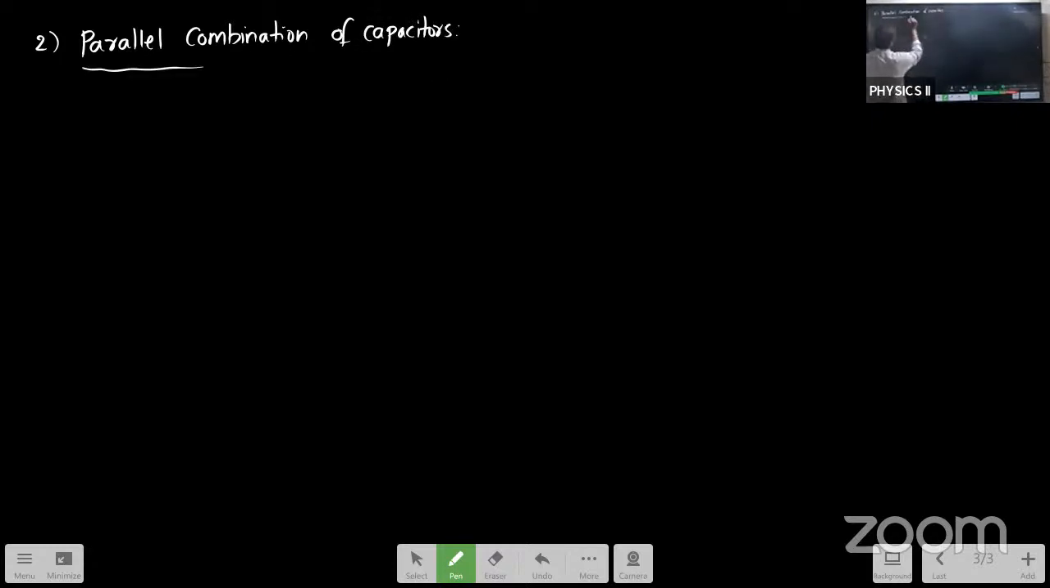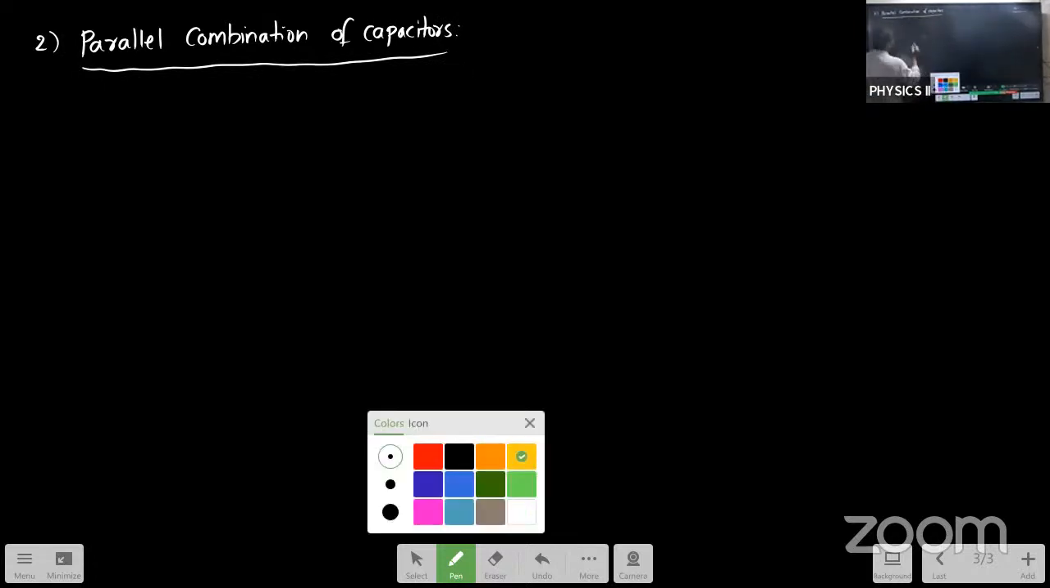See here. The next topic in this is parallel combination of capacitors. First of all, you are supposed to draw the diagram. Once you are done with the diagram, we can easily obtain an expression for parallel combination of capacitors. Now everyone see here. Let me again consider three capacitors.